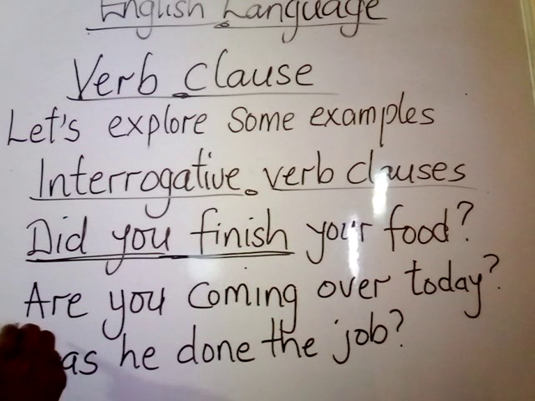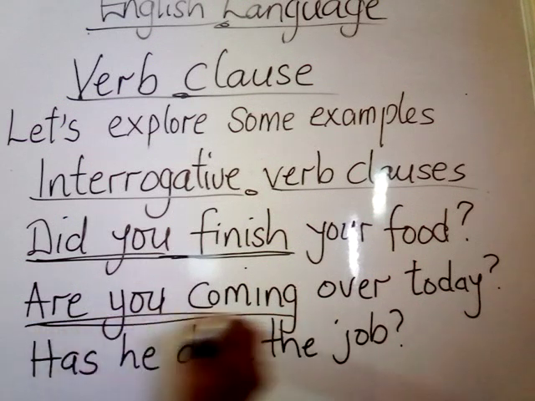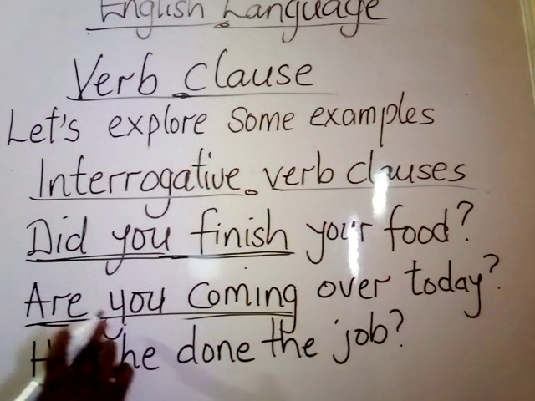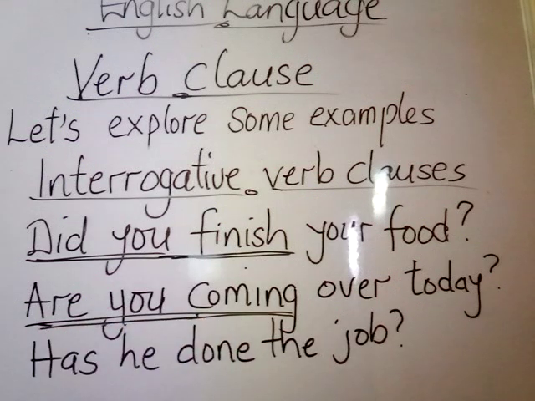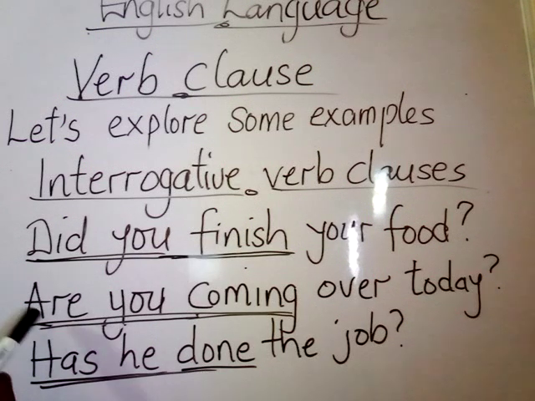The next one is, are you coming over today? So are you coming forms the verb clause. And the last example in this category, has he done the job? Again, we know done is the main verb, but has he gives form to it and helps it to take shape. That's why it's the helping verb. Has is a helping verb. Remember, are is a helping verb. So has he done in this sentence forms the verb clause. Okay? So this is the category of interrogative verb clauses.